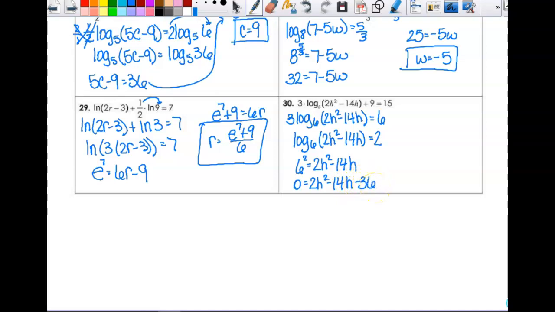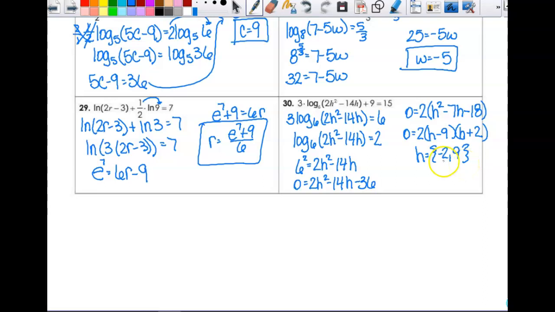Then I'm going to need to factor. I have a GCF, that is 2. Gives me h squared minus 7h minus 18, and 0 equals 2 times that. Then I have h and h, two numbers that multiply to give me negative 18 and combine to give me negative 7: negative 9 and a positive 2. So my possible h values are negative 2 and 9.